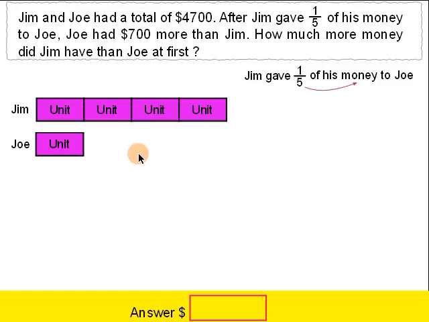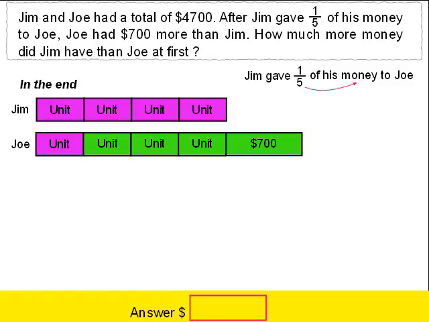But this is not the end model yet, because Joe had some money at first. In the end, Joe had $700 more than Jim. So in the end model, Joe's model should have $700 more than Jim. Got it? That means all these in green are Joe's money.